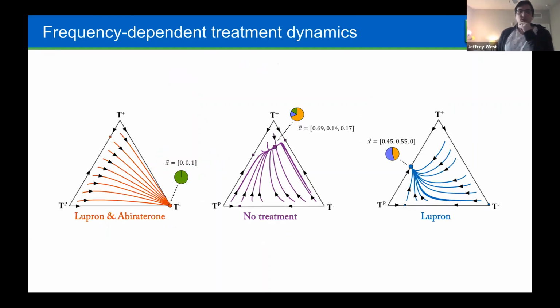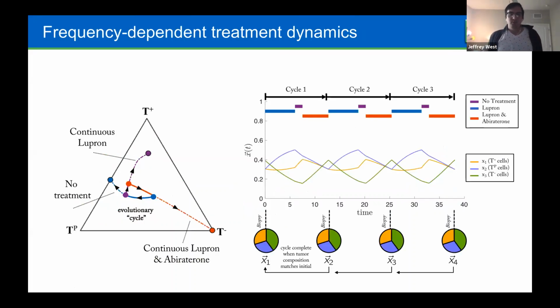And here, what we find is if we use this model to plot the trajectories of each treatment, then we can find the fixed points for each treatment, and Lupron and abiraterone, the standard of care in the prostate cancer trial, has this fixed point at the T-minus resistant population. And so what we want to do is see, is it possible to drive it into an evolutionary cycle based on this particular patient's parameterization?